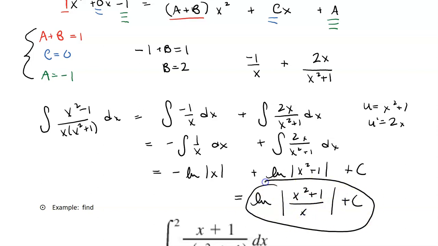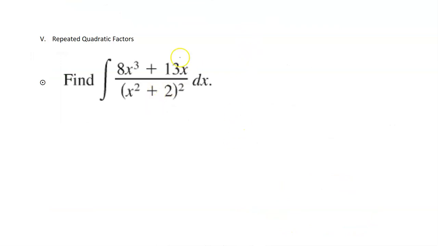Either way is fine. It's possible that you may also have some repeated quadratic factors. So for this one, notice that it's already factored, but your denominator is x squared plus 2 squared.